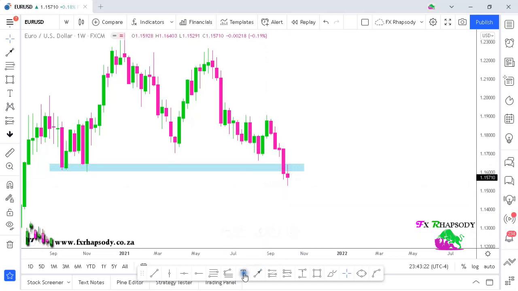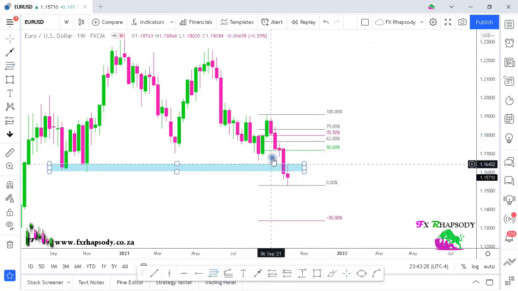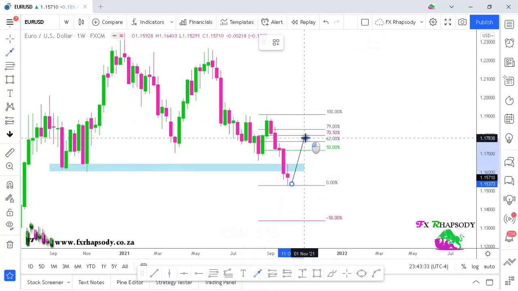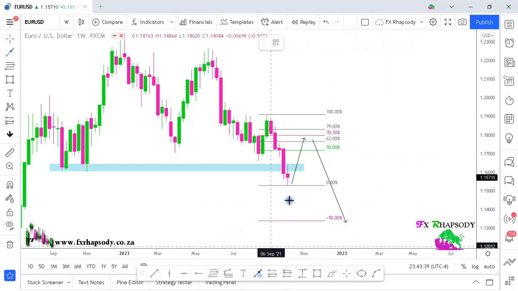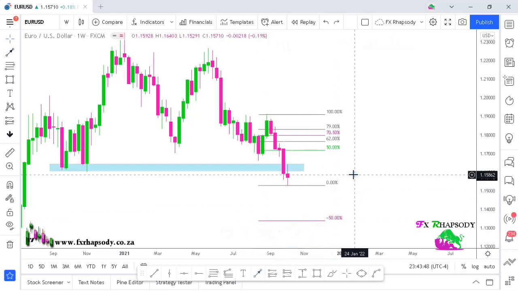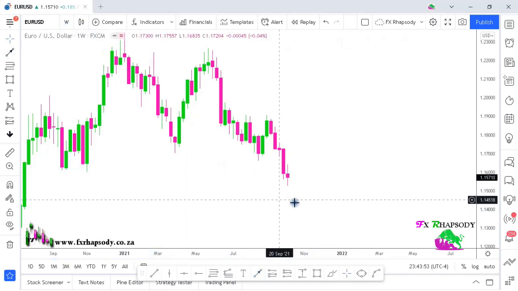But also there's that possibility, if you take your Fibonacci from the high to the low, and let's say this is a swing low, the price might even retrace back to that area and then continue to the downside. Or it might just from here on carry on to our negative 50% target area, the first target area on the Fibonacci. Again, that's higher time frame, but let's see what this week brings.